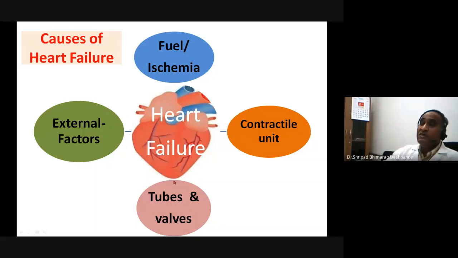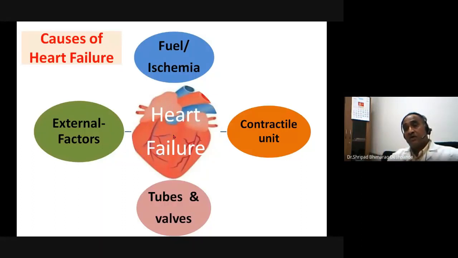Now the tubes: if there is an aneurysm, or a coarctation, or a narrowing, all those things can happen. This is about the tubes and valves. Then external factors, because this heart is encased in the pericardium. The pericardium allows continuous contraction of the heart, and it gives a cushioning effect, because continuously the left ventricle is beating and touching the chest wall. That is what we call the apex beat. So continuously it is pounding on the chest.